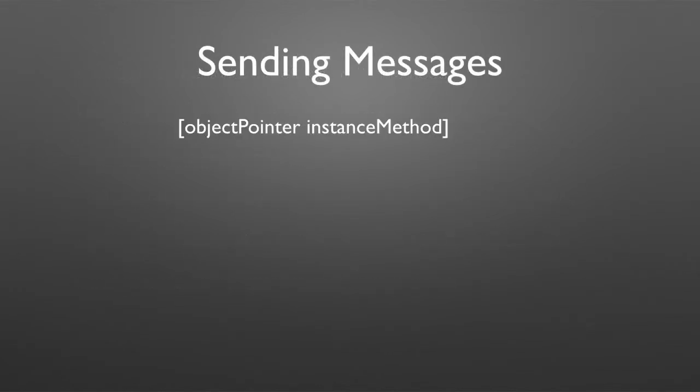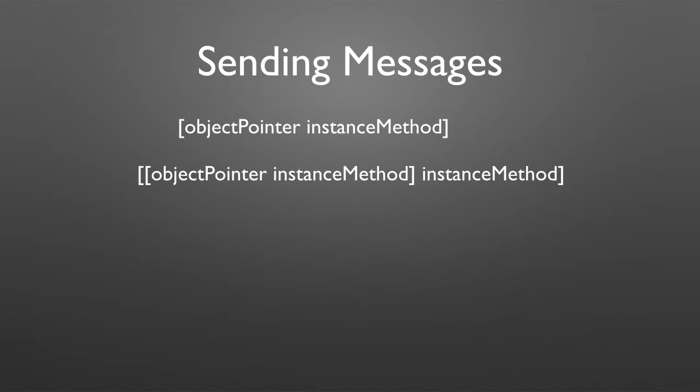Sending messages. Well, we have this square bracket notation. You have a pointer to an object, and you send a message to it. So it's pointer, invoke the method. You're sending a message. So you're calling an instance method. You can nest these things. If the first call returns a pointer to an object, then in turn you can call an instance method on that returned value.